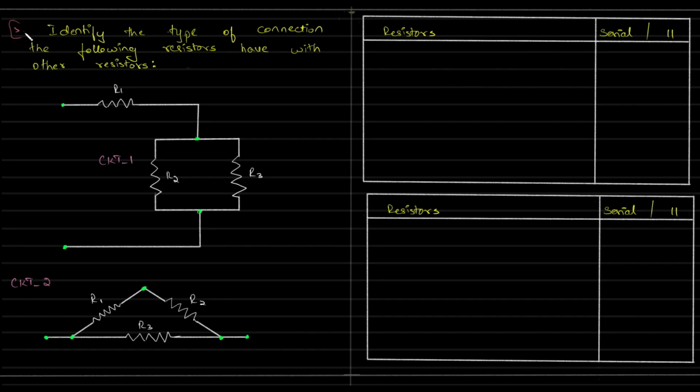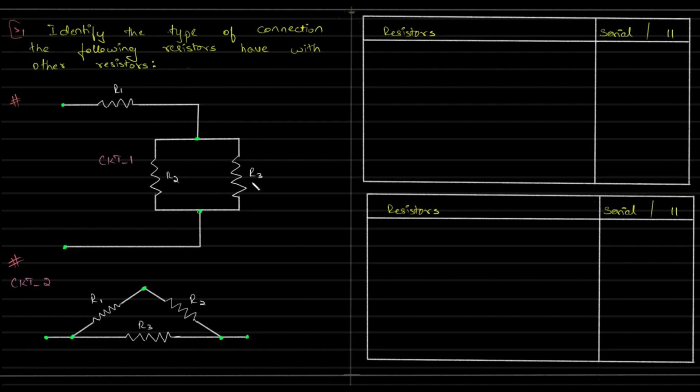Identify the type of connection the following resistors have with the other resistors. So again, please pause and figure out for both the circuits. First thing first, we'll mark the important nodes.